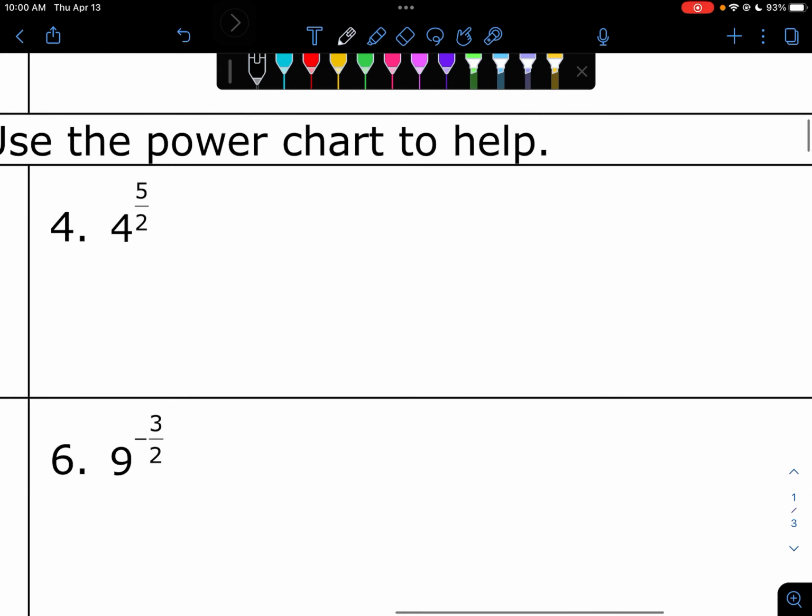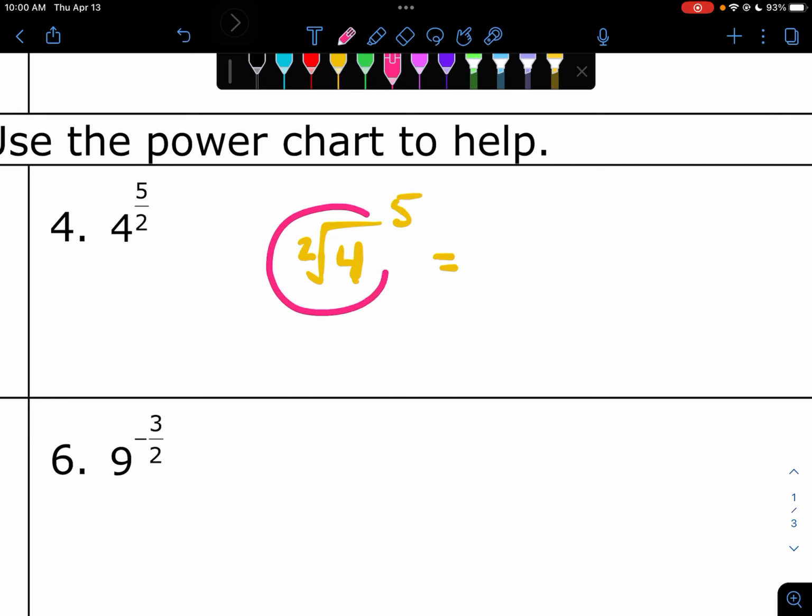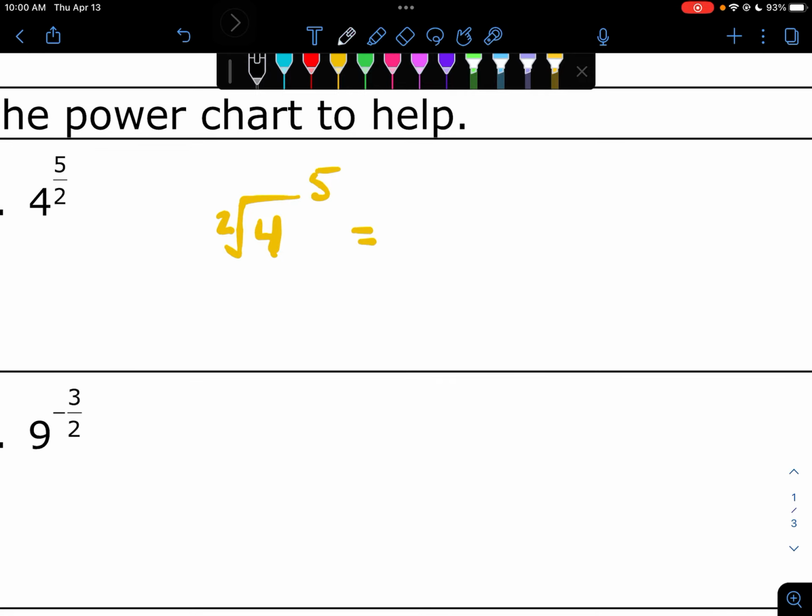Let's take a look at 4 to the 5/2. I'm going to do this converting for us first. So this becomes our root. I'm taking a square root of 4, and I'm going to raise it to the 5th power. Again, I'm going to deal with this root before I deal with the power, just to make things easier, right? So the numbers don't get too big. The square root of 4 is 2, and I'm going to raise that to the 5th power. And 2 to the 5th, I'm going to go over to my power sheet. 2 to the 5th power is 32.